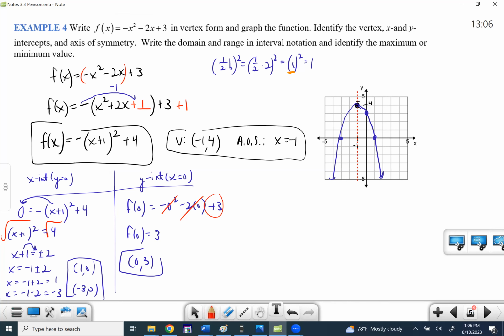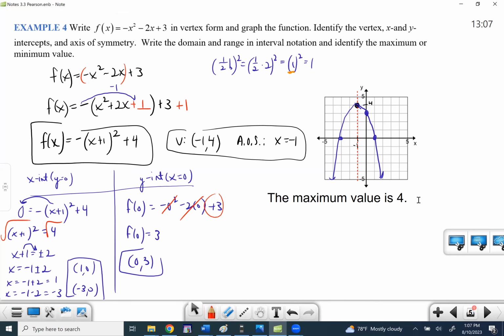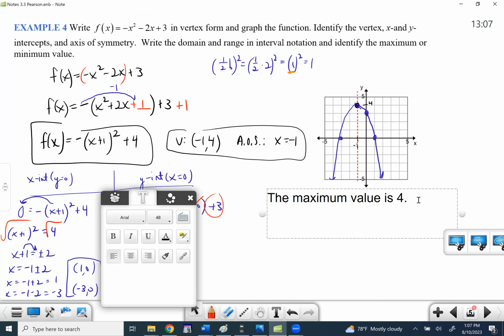Okay, so the highest this graph ever goes is 4, right? And we said you don't even need the graph. It's just the y value of the vertex, okay? So the maximum value is 4. So if it faces downward, it has a max. That's really hard for some students. They want to say if it faces downward, it has a min. Okay, so now let's go ahead and get the domain and range.